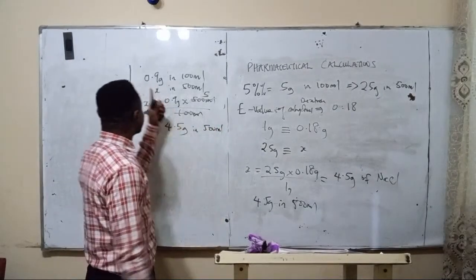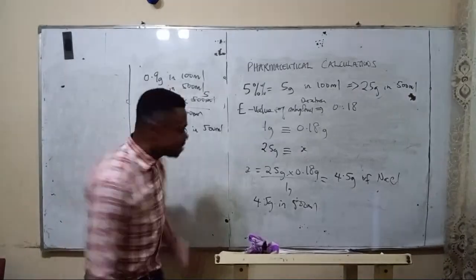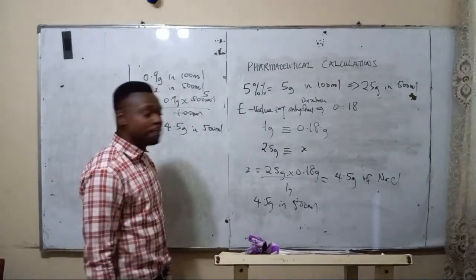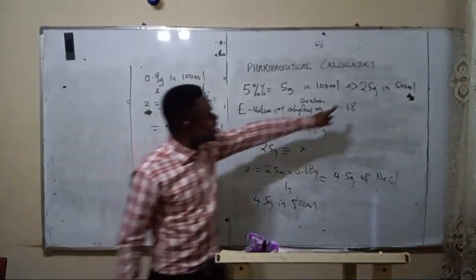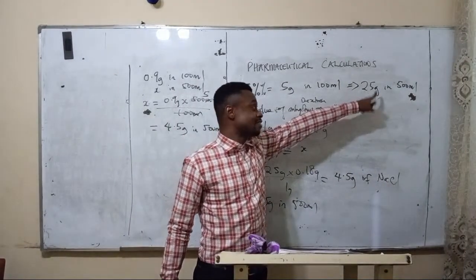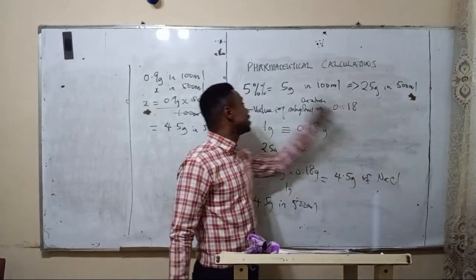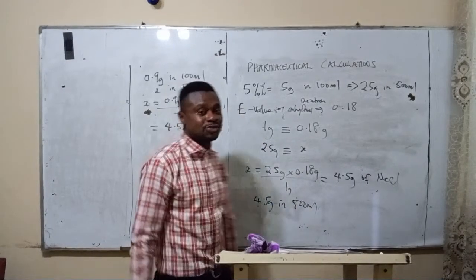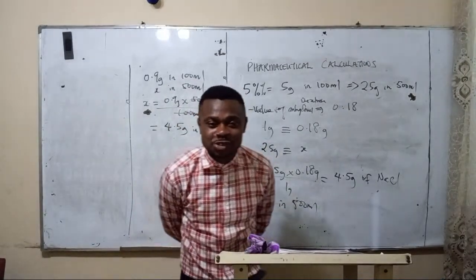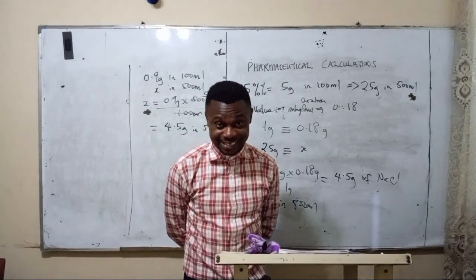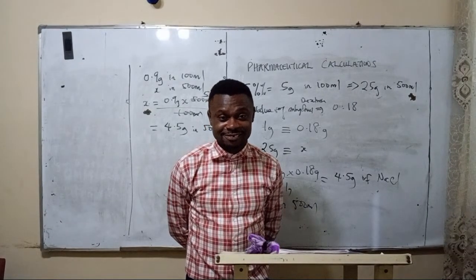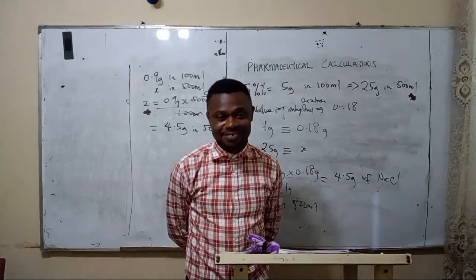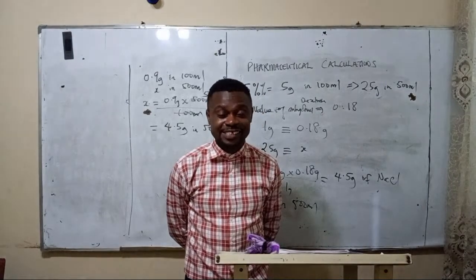So if 0.9 gram of sodium chloride in 100 ml is isotonic, that means 4.5 gram of sodium chloride in 500 ml is isotonic. And because it is isotonic, remember it represents 25 gram of dextrose in 500 ml. And 25 gram of dextrose in 500 ml is the same thing as 5 gram of dextrose in 100 ml, which by implication is 5% dextrose in water. So 5% dextrose water is isotonic. So it's correct, that's why you use 5% dextrose water as an infusion. Yes, it is isotonic.